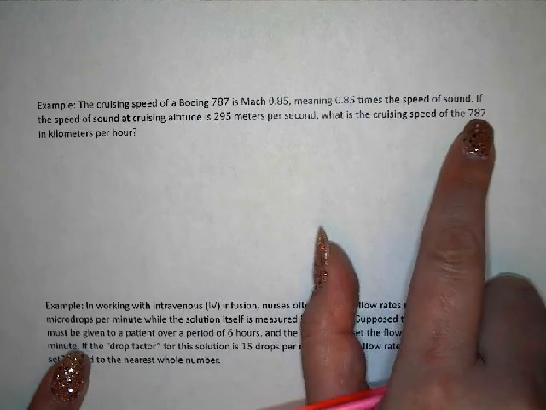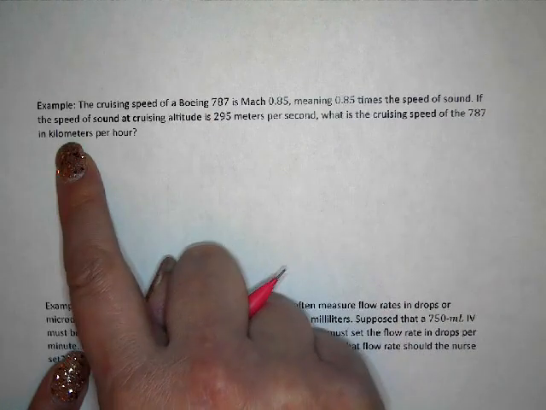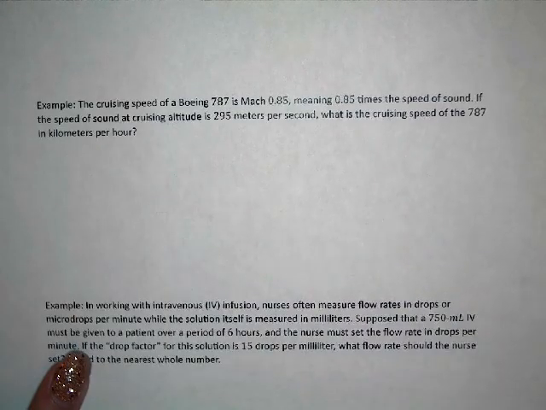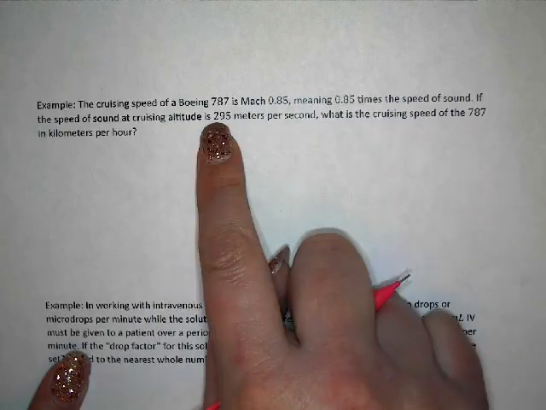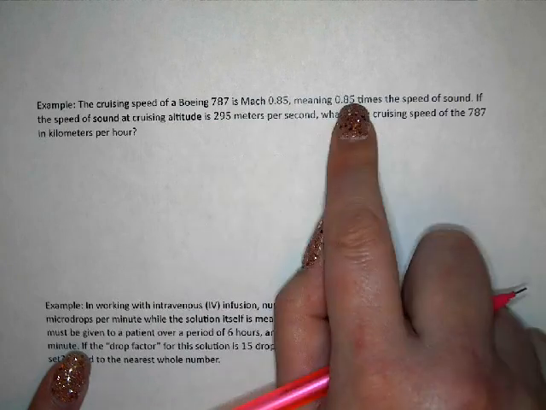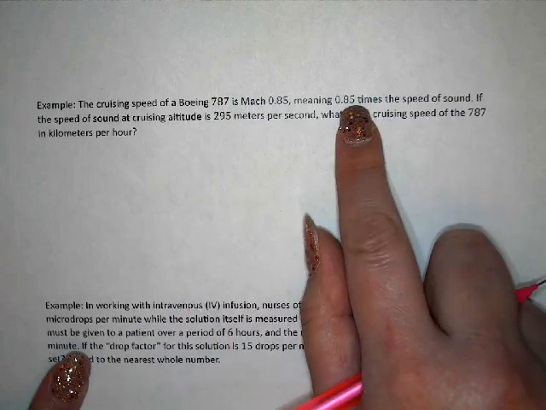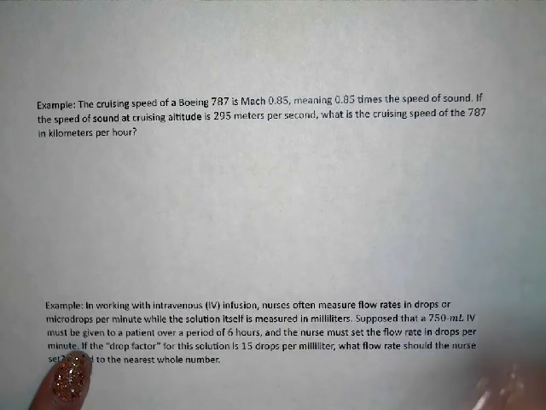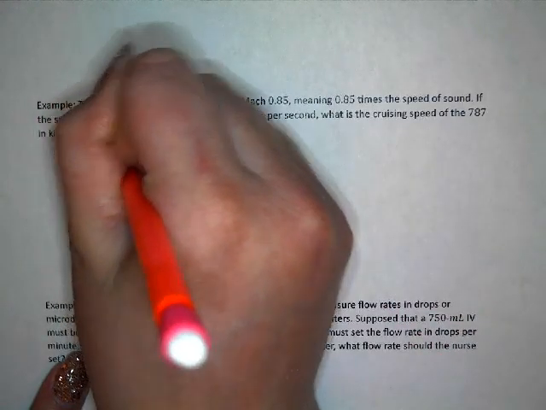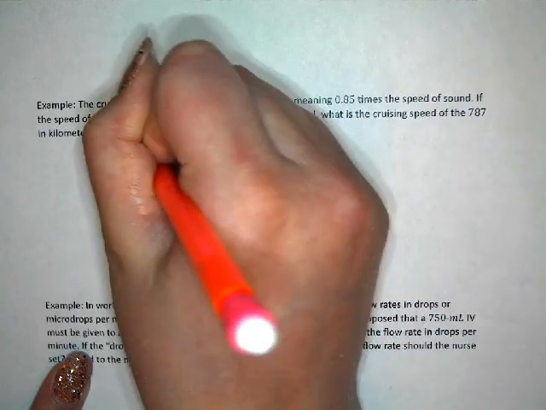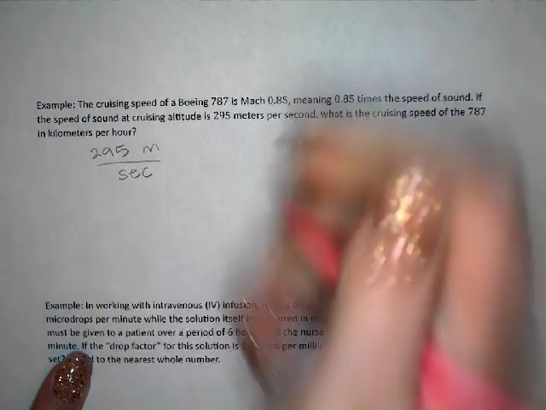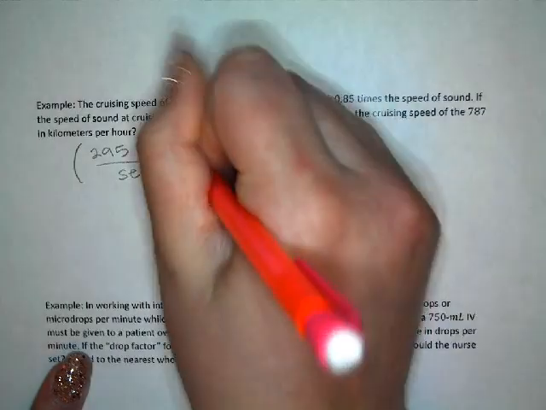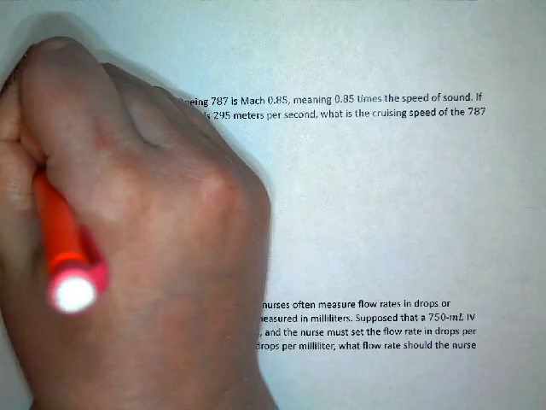So we're going to take the cruising speed of the airplane and we'll convert it into kilometers per hour, but then we need to make sure that we take this speed of sound and multiply it by 0.85 so that we can actually get it for the airplane and not just the speed of sound. So 295 meters per second is what we have for the speed of sound, and we know that the airplane is supposed to be 0.85 of that. So 0.85 times whatever we get for this when we finish this conversion.